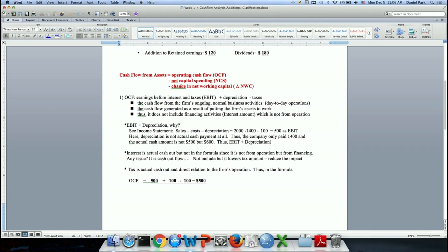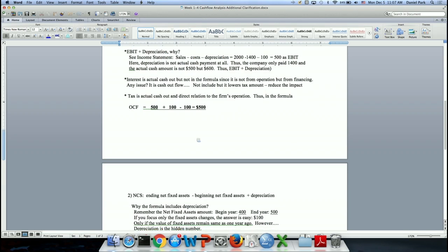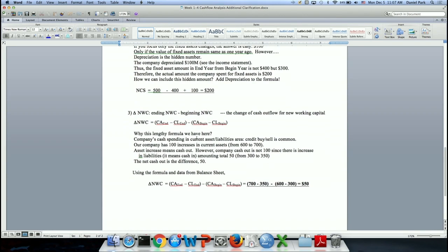Go back to the formula, the last one. Net working capital change, we have to subtract. This is the money the company spent in the short-term area. So look at here. We have this lengthy formula. We use change in net working capital. That's ending year net working capital minus beginning year net working capital. Why do we do that? If you take a look at the balance sheet information, our company has a 100 increase in current assets.